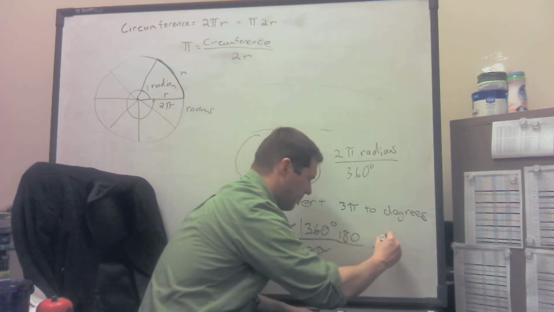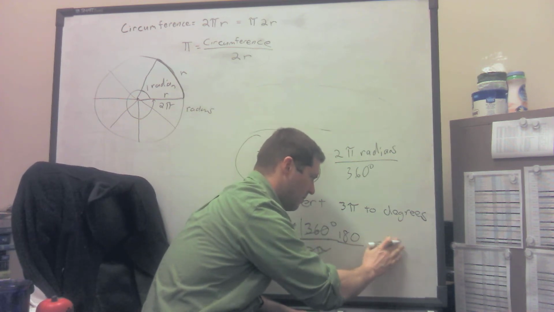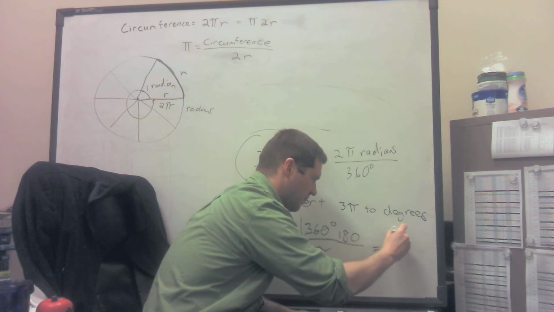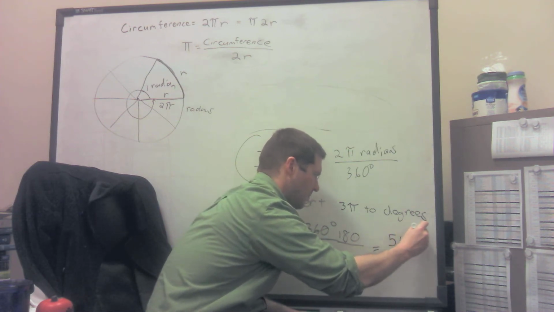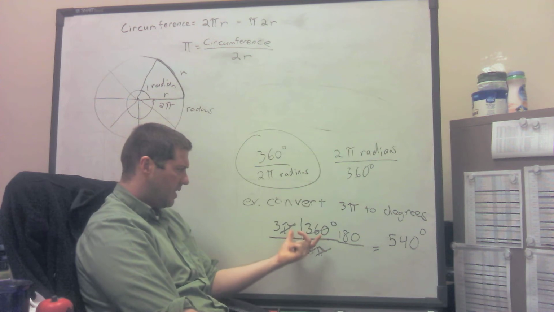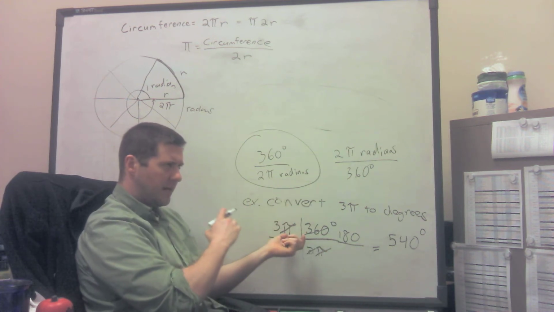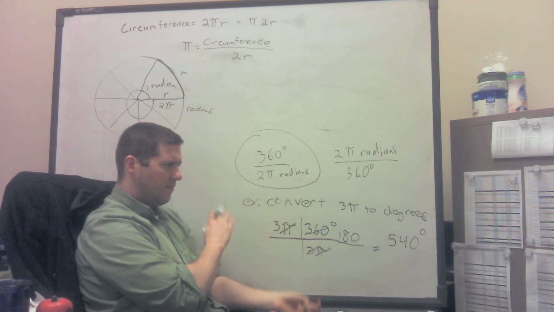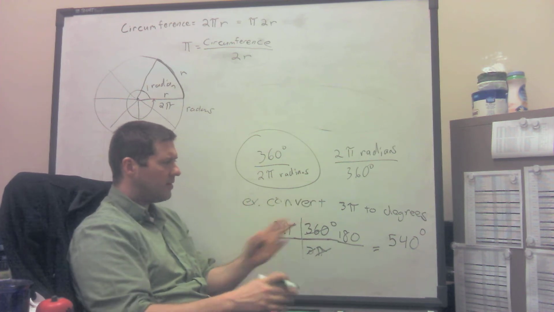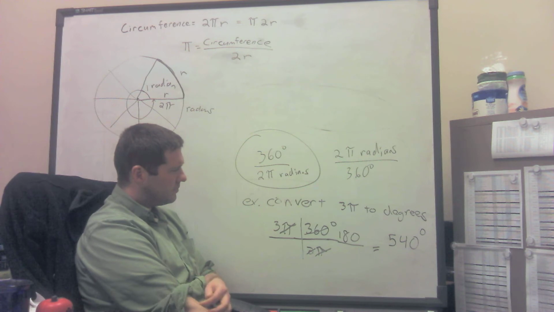$540? Let me see if that makes sense. 3 pi would be 360 degrees plus another 180: 480, 490, 500, 540. Yes, that works out. Okay.